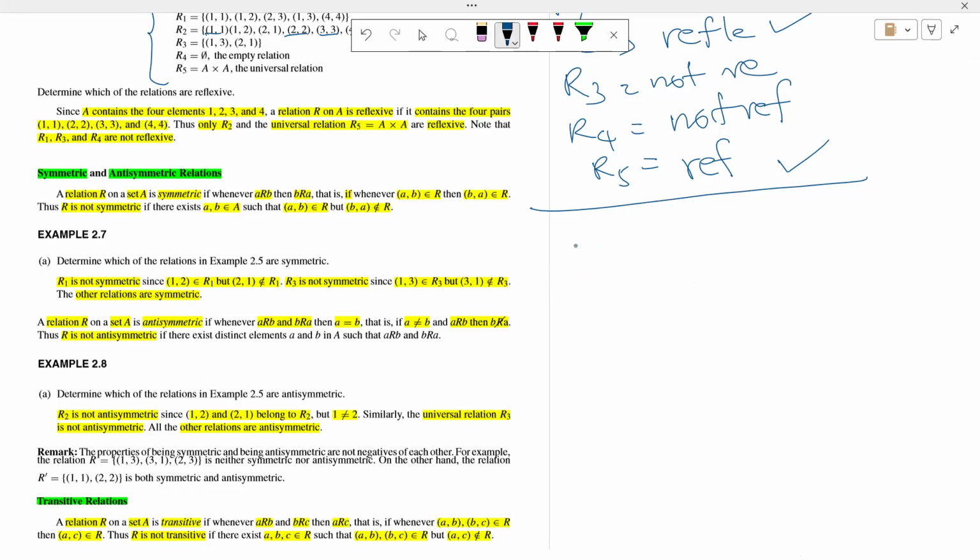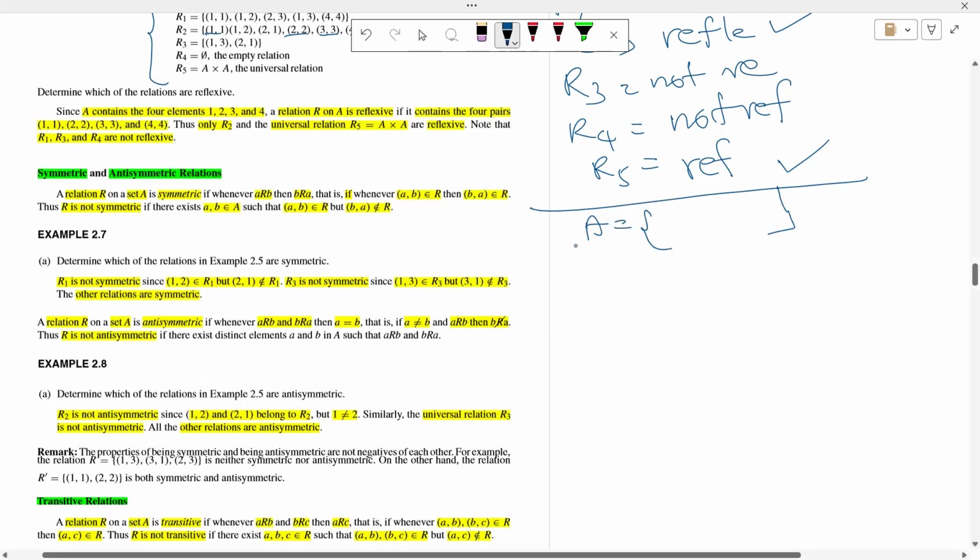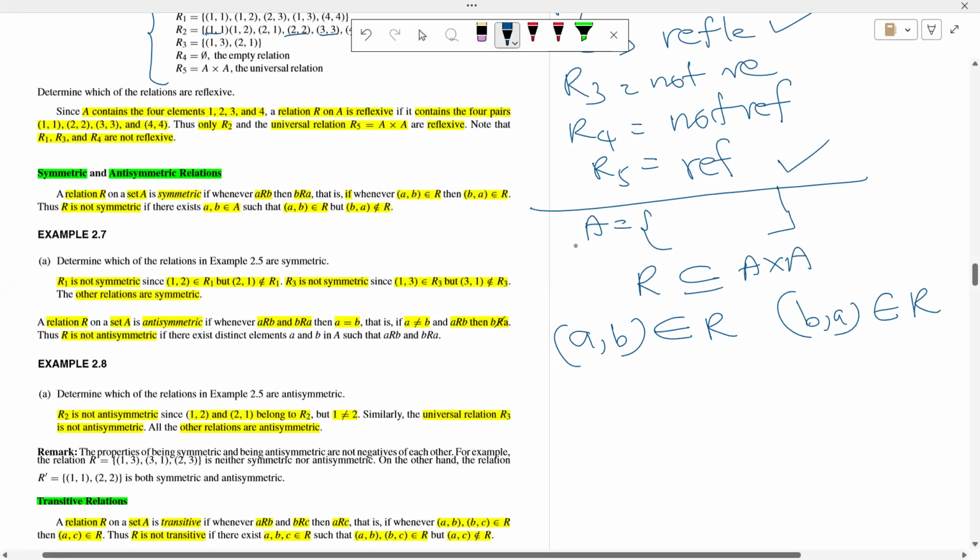So for symmetric relations, let's take the same example: you have a set A with n elements, and a relation on set A itself, so it is a subset of A cross A. Symmetric means that if in that relation R you have the ordered pair A comma B, then it must also have B comma A. Then we can say this is a symmetric relation.